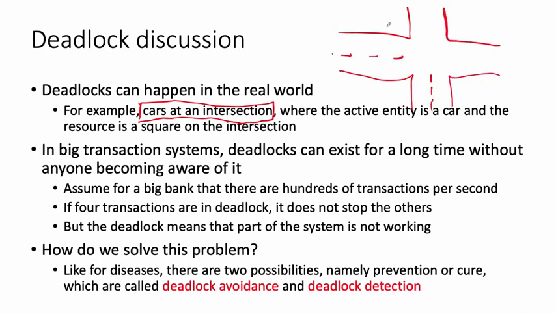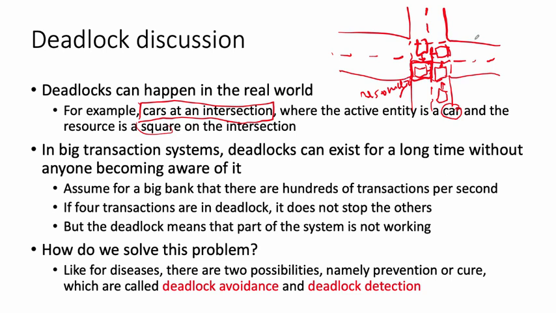So this is two roads, and here I have an intersection with different pieces. So I have a car moving up here. Maybe there's a car here and it tries to go forward. Maybe there's a car here trying to go forward, a car here trying to go forward, and a car here trying to go forward. So the cars are the active entity, and the resource is a part of the intersection. So this square here is a resource. And when one car is on this square, another car cannot go on it.